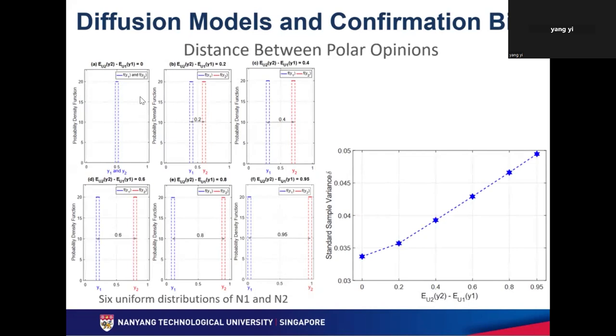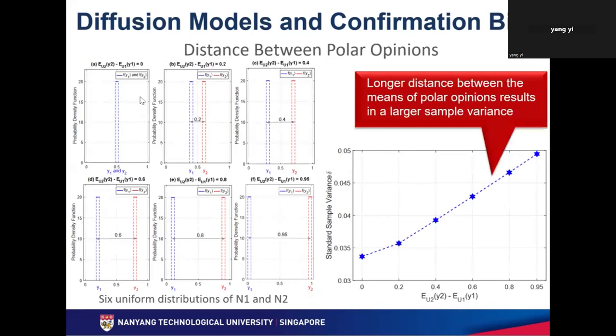But you can see the result here shows that a longer distance between the means of polar opinions will result in a larger sample variance. This means that if the two news agencies have very different opinions and spread them over the network, they will have a larger impact on the opinion dynamics. So this study confirms the existence of confirmation bias, which will have a different impact on the existing opinion dynamics.